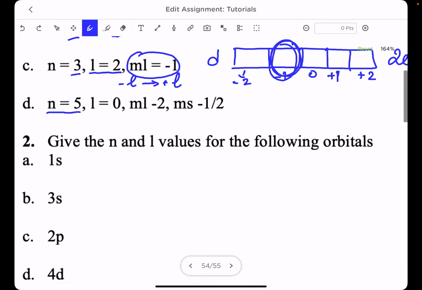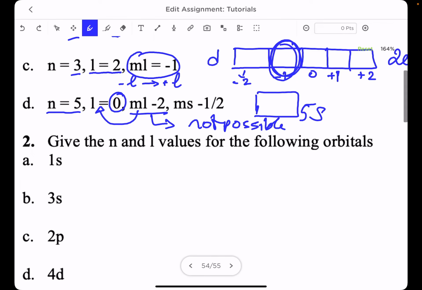Question part D. On the 5th energy level, of course, L is going to be from 0 up to 4. But here, they're specifically talking about the 0, meaning they're specifically talking about the S, the 5S. But they told me ML is -2. When L is 0, because ML is related to L, ML is simply 0. So here, it's not possible. The choice that they gave me over here is simply not possible.